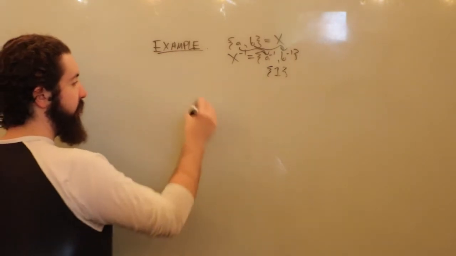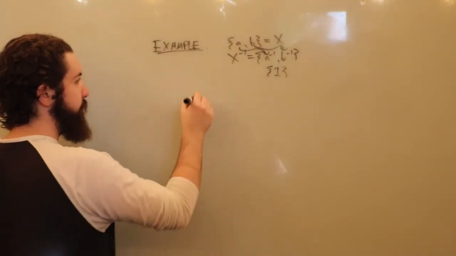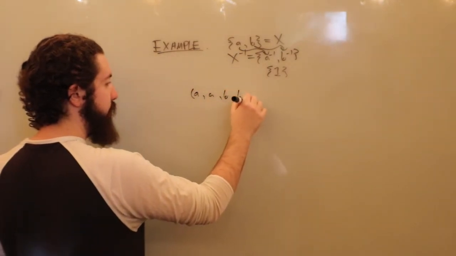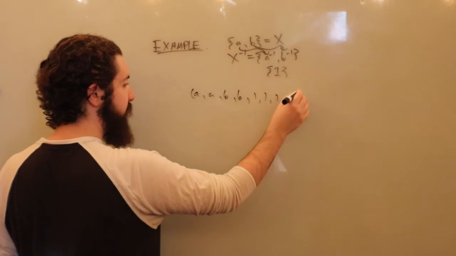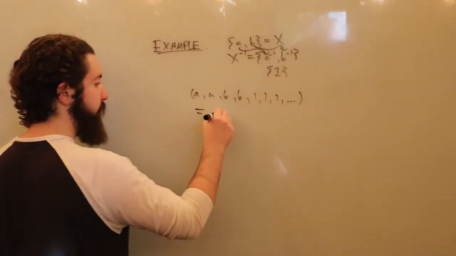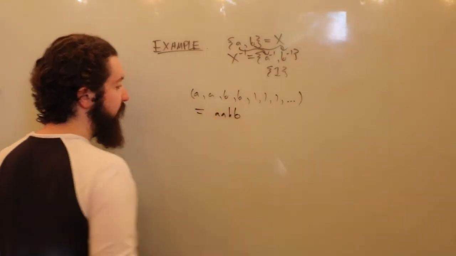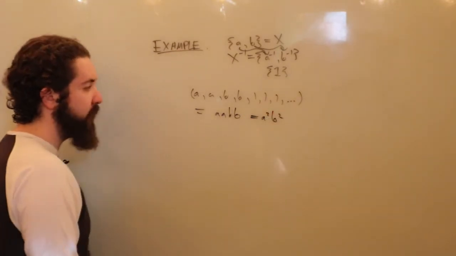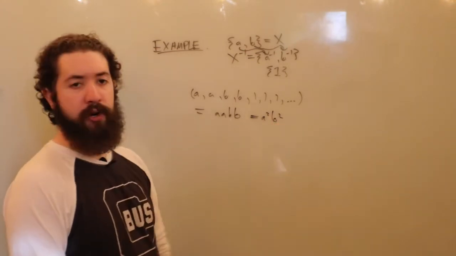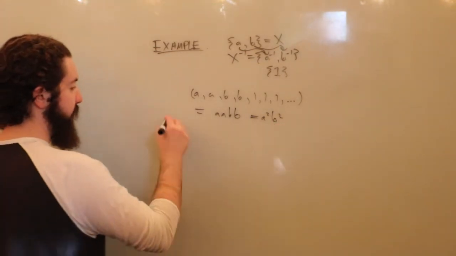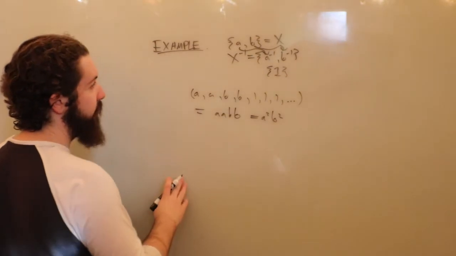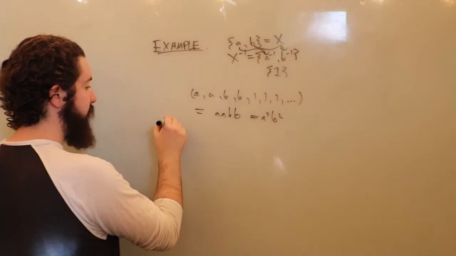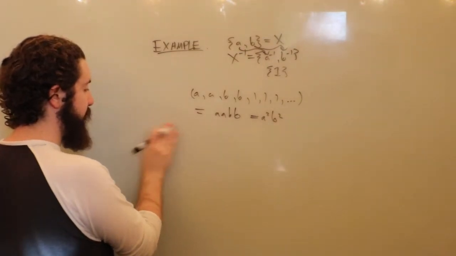Right? So we're going to form words on this, like A, A, B, B, 1, 1, 1, etc., which is going to be AABB, or we could just write this as A squared, B squared, right? This is a word. And in fact, it is a reduced word. Now, we want to consider multiplying two reduced words. Let's just do an example of that real quick.